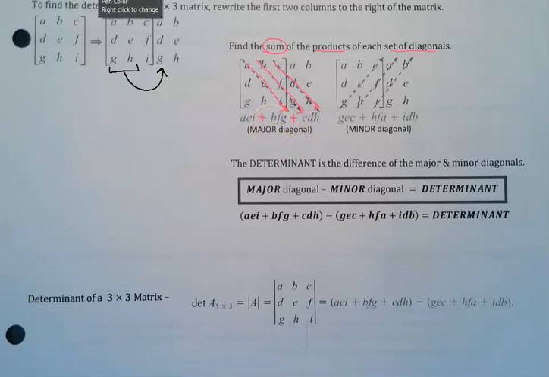For our minor diagonal, we're going to start at the bottom and multiply up, and we have G E C, that's our first number, plus H F A, which is what we see next, and then we add our last one, which is I D B. And that's our minor diagonal.